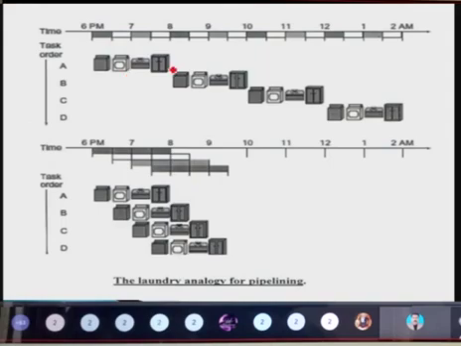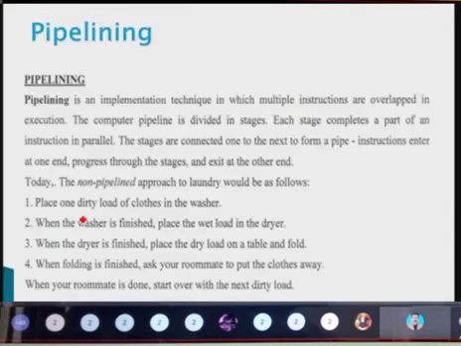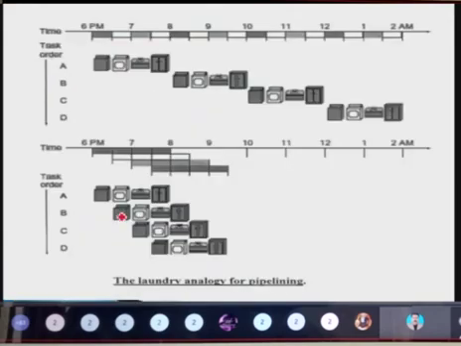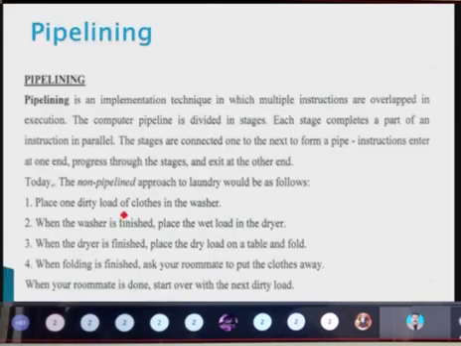So actually we are doing it one by one. This time, only after finishing will it take the next dirty load. So like that, it will be moving. But here the analogy for pipelining is that after putting the dirty clothes in the washer, when the washer is finished, we put in the wet load. So we are facing a wait during that time.